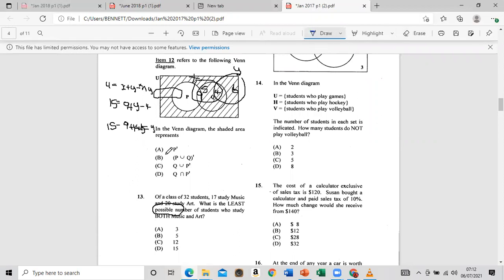All right, so the answer for this will be P, right? All right.